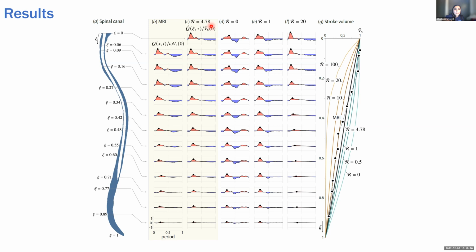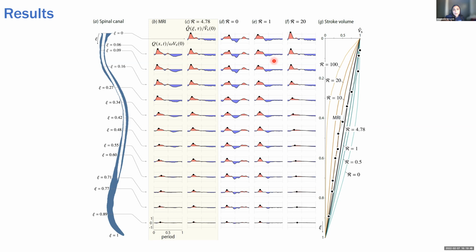And then we have the case where R is 0 and a couple of different ranges of values for R. Clearly, when we neglect this resistance induced by the trabeculae, the waveform clearly does not correspond at all to what we measure. You have essentially two peaks in the waveform.